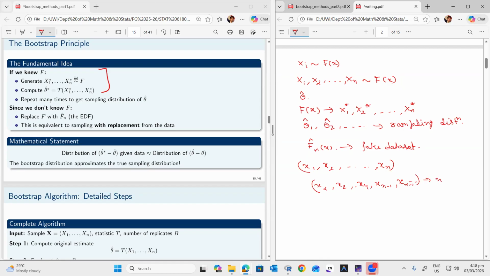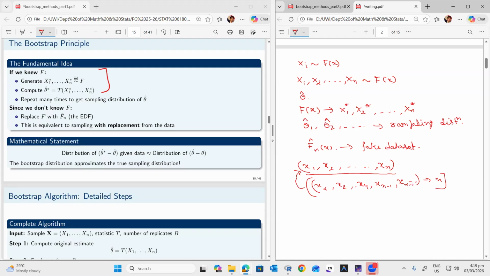So this sample is coming from the same sample that you already had. That's why I am calling it a fake data set. But because it is coming from our original sample, it will look like our original data set.